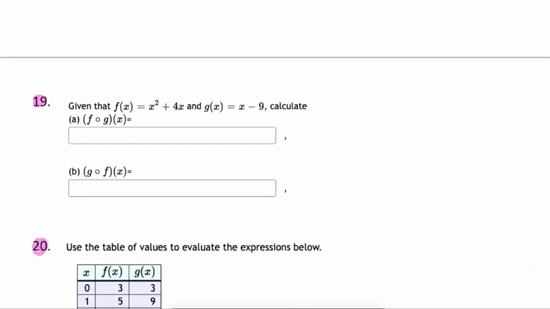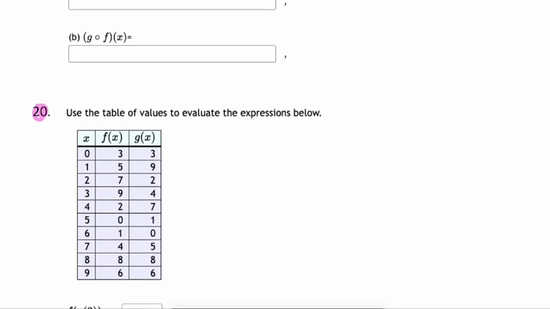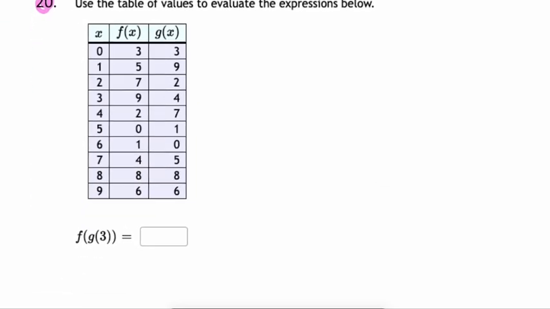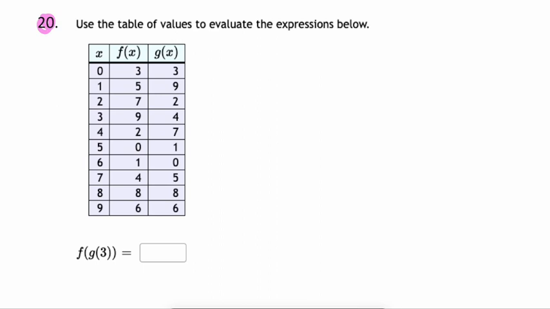Let's go to 20, but I am going to go back to 19. Okay. Let's do 20 just because it's very much like 18. So we are going to start with the g function and look at what happens at 3. So when x is 3, our g function is 4. So now we're going to do f of 4.